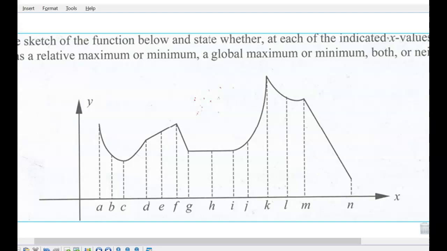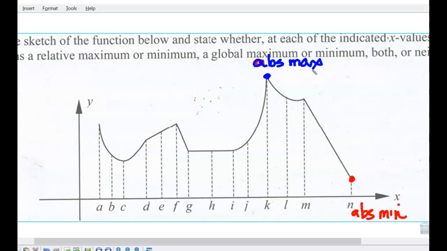First of all, we know that my absolute max occurs, I'm going to put those in blue, the absolute max occurs at k, because that's the highest point on my graph. The absolute min is the lowest point, which is n, so that's an absolute min. And this one up here was an, whoops, that was blue, sorry. This is an absolute max.